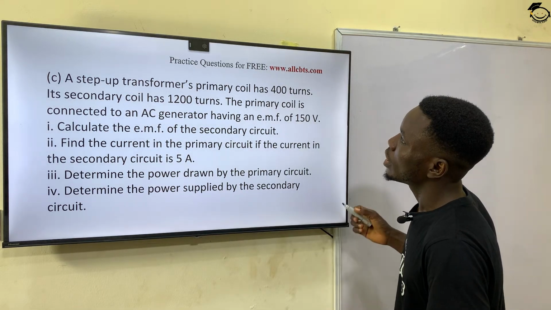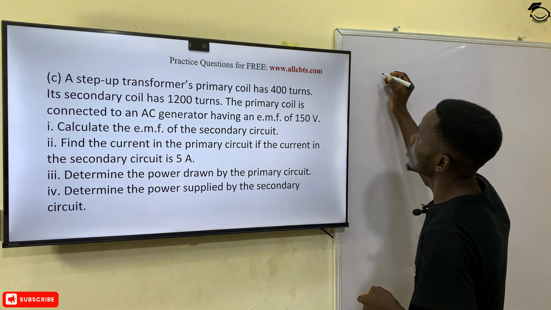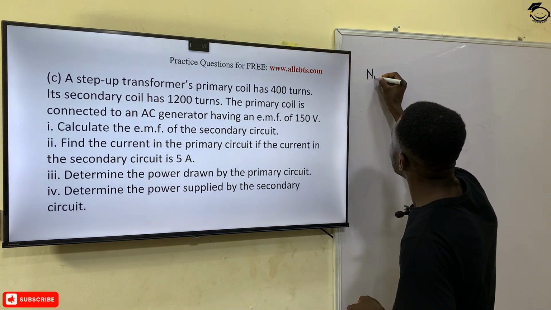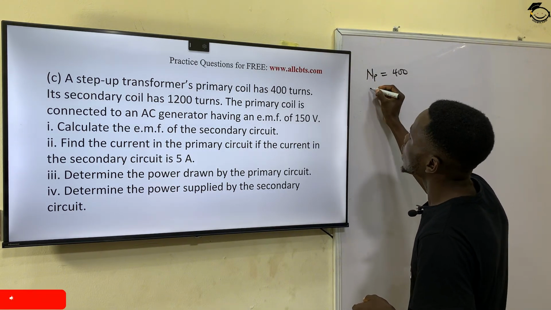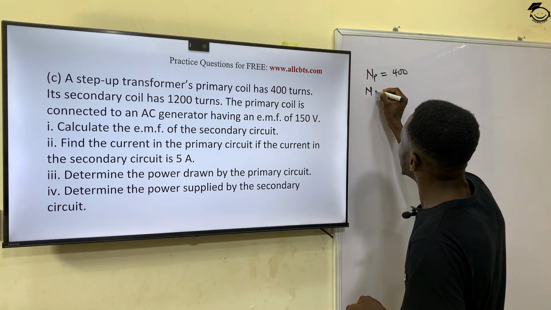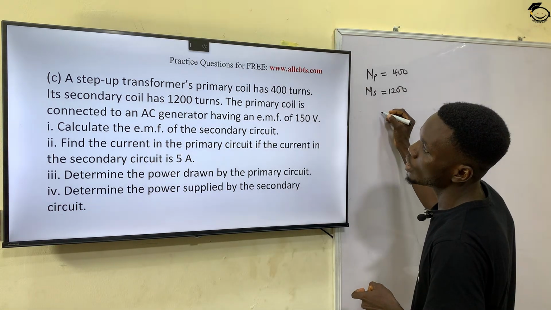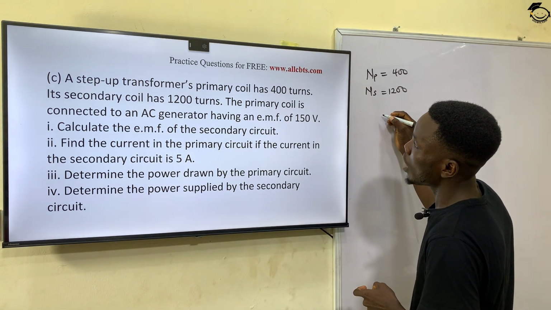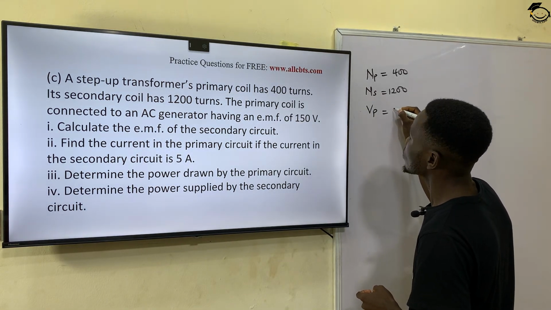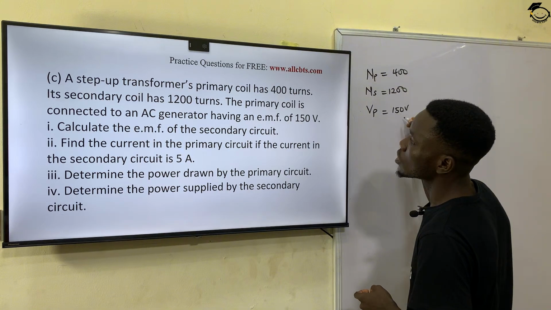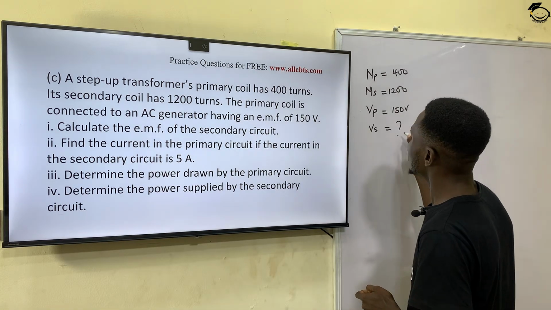It says, a step-up transformer primary coil has 400 turns. So the NP, the number of turns in the primary coil, is 400. Then it has the NS as 1200. The primary coil is connected to an AC generator having an EMF, so the voltage of the primary coil is 150 volts.